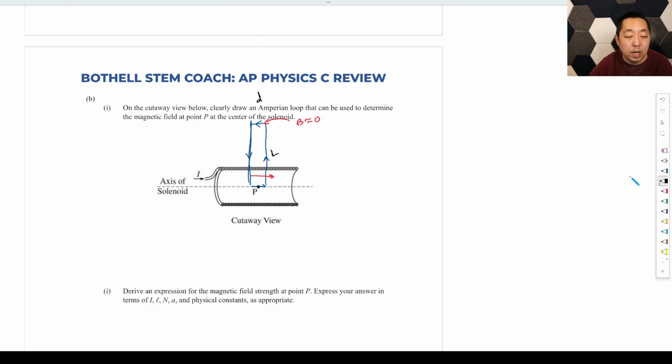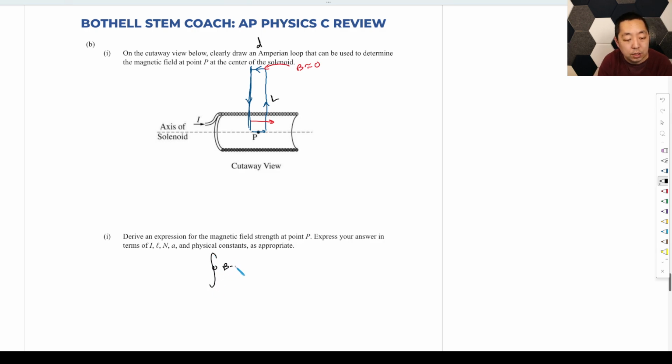Okay, so the only contribution to the loop, the line integral, is just going to be this guy right here. It's going to be literally the magnetic field times d, because it's just B times the length, and that length is d. These other sides give no contribution because the magnetic field makes a right angle to those components, so the dot product is 0. And for this one, we assume that we're very, very far away, so the magnetic field is 0. So this is equal to mu naught times the amount of current we've enclosed.